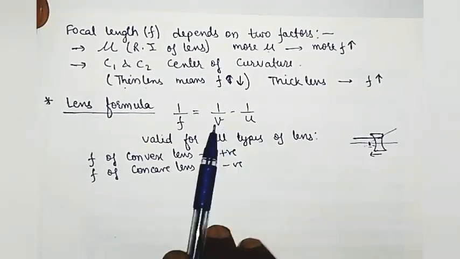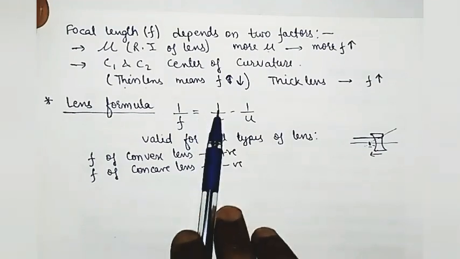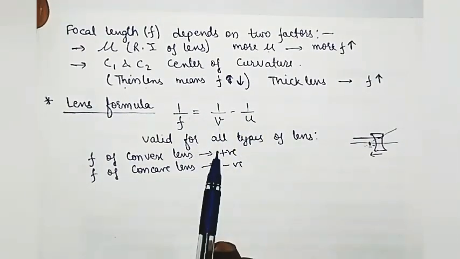So this is the formula. No derivation is required. You just have to learn this formula, 1 by f is equal to 1 by v minus 1 by u, and the three rules of the sign conventions.